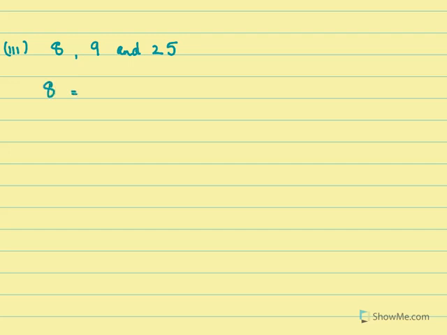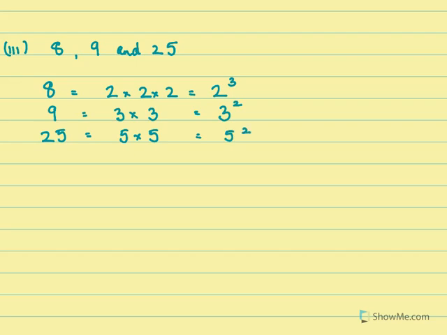Next we need to find HCF and LCM of 8, 9 and 25. First prime factorization. When you prime factorize 8 you get 2 into 2 into 2, which is 2 raised to 3. 9 will be 3 into 3, which is 3 raised to 2. And 25 will be 5 into 5, that is 5 raised to 2.